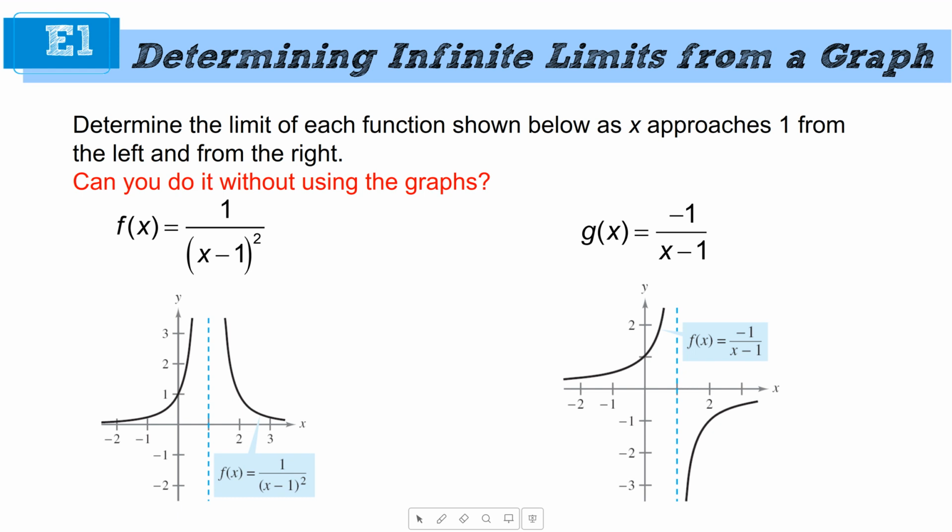What's the limit of g of x as x approaches 1 from the positive? Negative infinity. Goes downward from the negative side. Infinity. What's the limit at 1? Does not exist. Left-hand side does not match right-hand side.